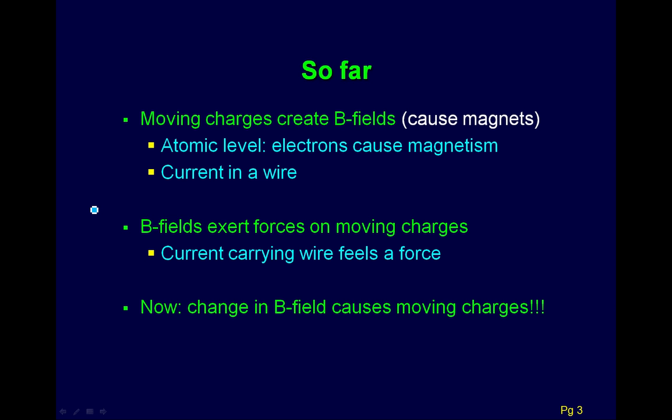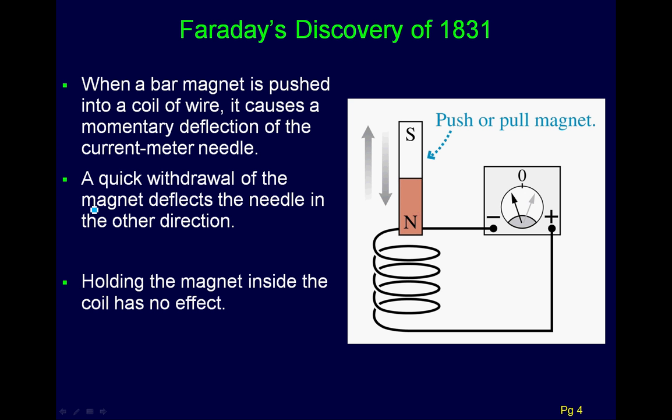Chapter 33 is now about the final case of connecting all this, which is that whenever there's a changing magnetic field, it'll cause charges to move. Faraday's discovery is the big law here, Faraday's law. Here's a little picture of his experiment: you've got a little coil of wire hooked up to an ammeter that measures current.